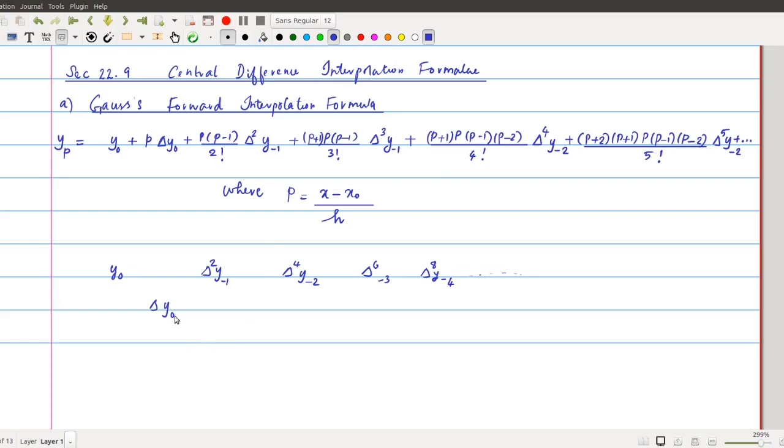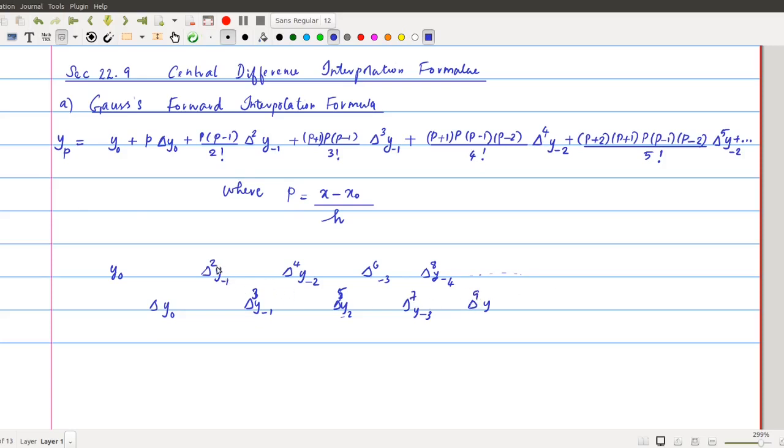This is the way we remember this formula. This is delta y naught. Here we write again delta y minus 1, delta y minus 2, delta y minus 3, etc. with the power 1, 3 and 5. Here we have delta y, this is y minus 1, 2, 3 and 1 is already here. The first power term is already there. So this is our 5 and this is 7, this is 7, and this is 9, etc.